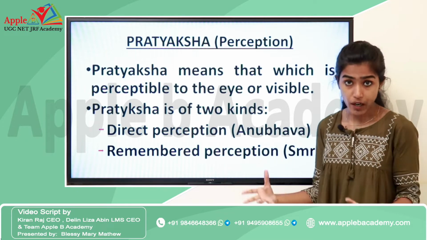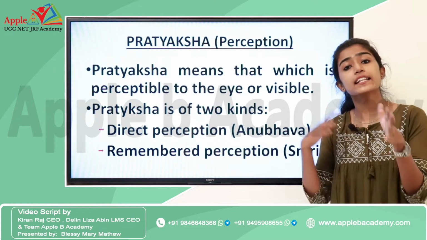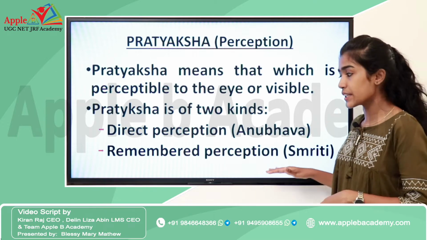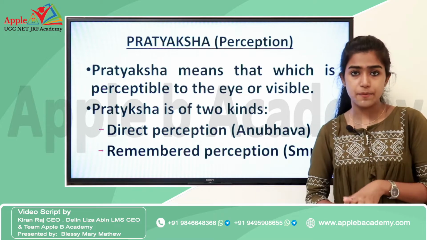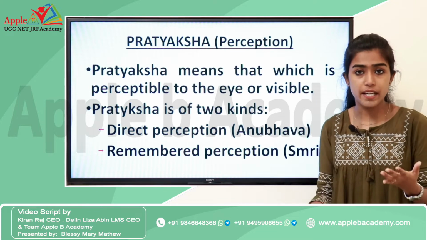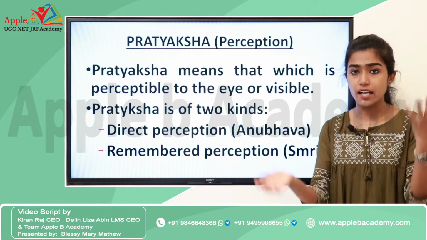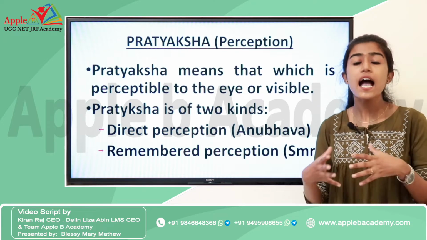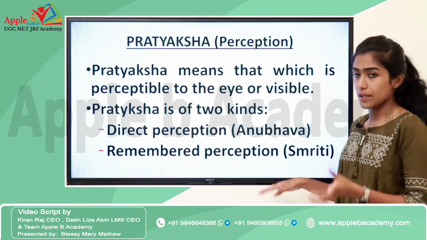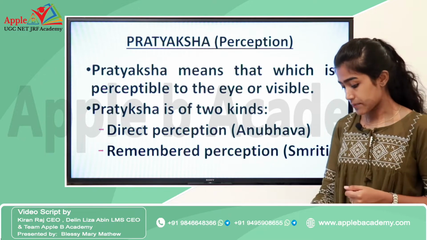Then we have another kind of perception, or Pratyaksha, called Smriti, which is the remembered perception. These are the things that we have experienced in the past and that are there in our mind, in our memory. That kind of perception is called Smriti, the remembered perception.